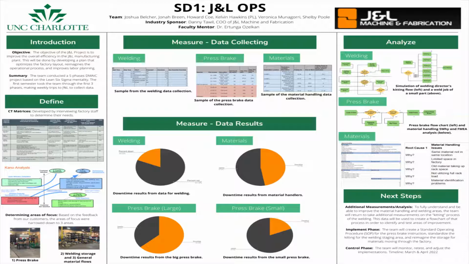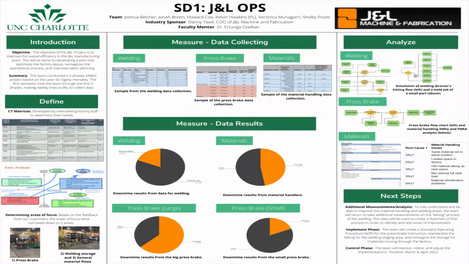The analyze phase is about taking the data from the measure phase and then putting it into a visual example. So for the analyze phase, for the welding, press brake, and materials, we made a value stream map, FMEA, and a root cause analysis. But due to limited space, we decided that the value stream map for the press brake and welding would be most utilized on the poster, and the FMEA and root cause would be better utilized in the report.